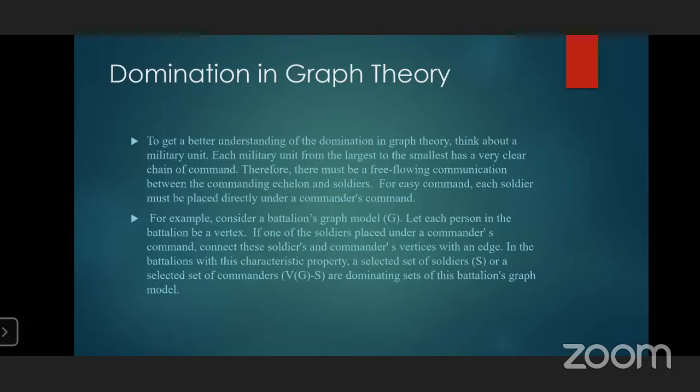To get a better understanding of domination in graph theory, think about a military unit. Each military unit, from the largest to the smallest, has a very clear chain of command. Therefore, there must be free-flowing communication between the commanding echelon and soldiers. For easy command, each soldier must be placed directly under a commander's command. We give an example of a battalion's graph model here, but the time is short, so I'll skip it.